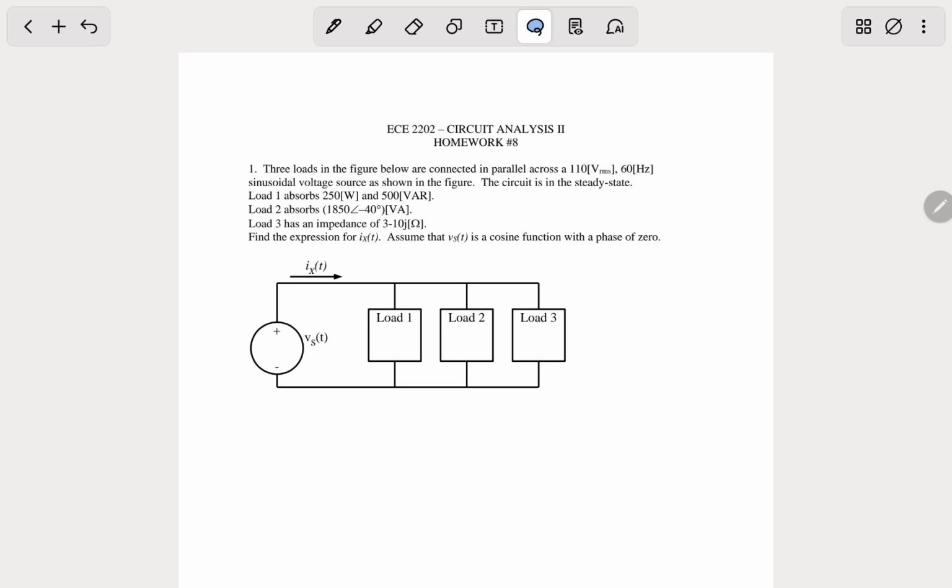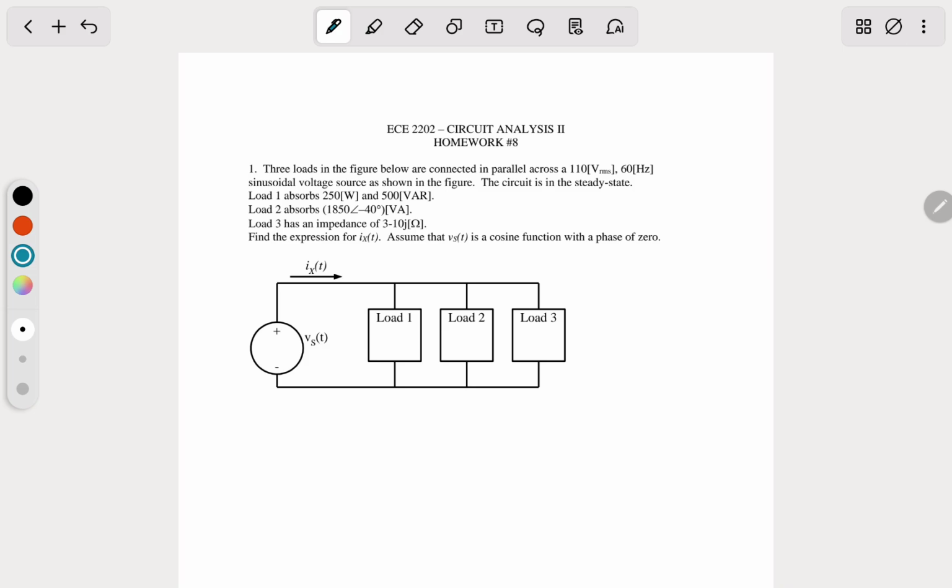Load 1 absorbs 250 watts of true power and 500 VAR of reactive power. Load 2 absorbs 1850 at a negative 40-degree angle of complex power, and load 3 has an impedance of 3 minus imaginary 10 ohms. Find the expression for current Ix at time t. Assume that voltage Vs at time t is a cosine function with a phase of 0.